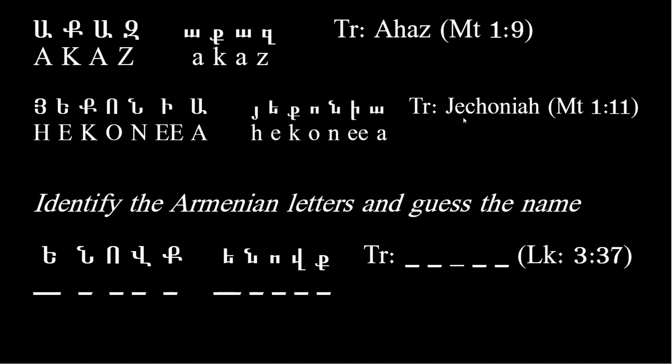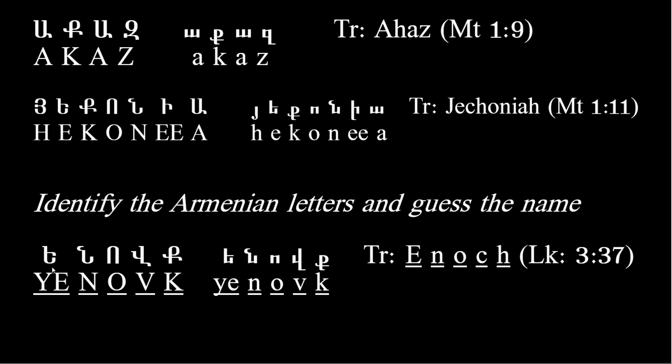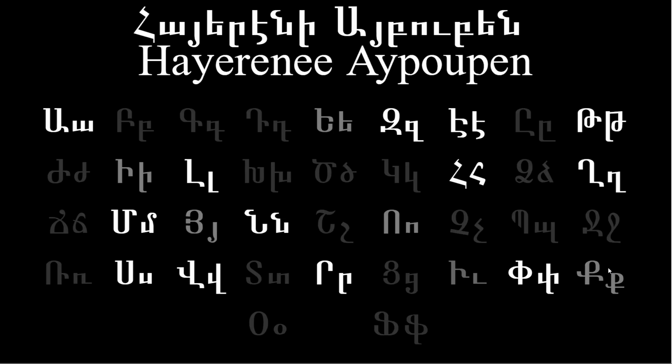Hekonia, which translates to Jeconiah, is from Matthew 1, verse 11. So now let us identify the Armenian letters and guess this name. So pause the video and I'll show the solution in 3, 2, 1. Yenovk, which translates to Enoch. This is from the longer genealogy from Luke, chapter 3, verse 37. And now we've solidified the letter K.